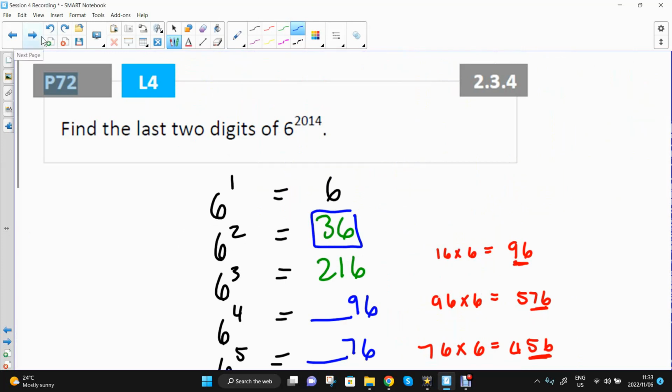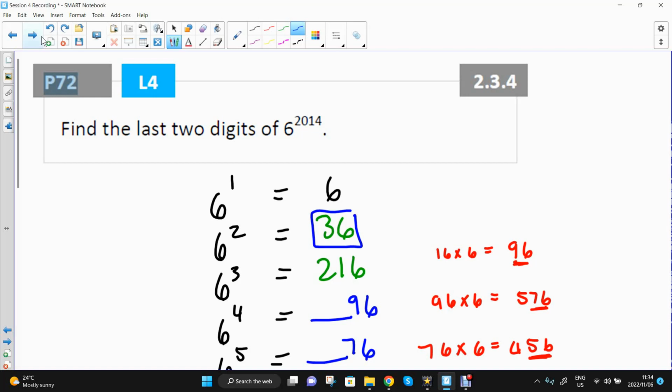Find the last 2 digits of 6 to the power 2014. Now, when you get questions like these, where your exponents are massive, what you want to try and do first is to see a pattern. You want to start with 6 to the power 1, 6 to the power 2, and you want to go and work out and see if there's some numbers that are repeated in certain positions.